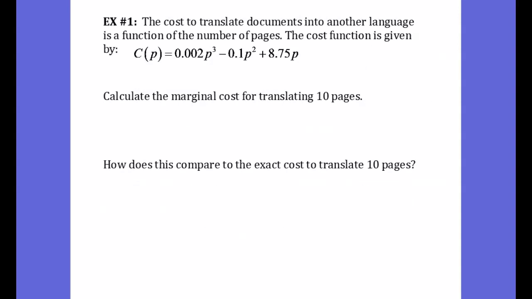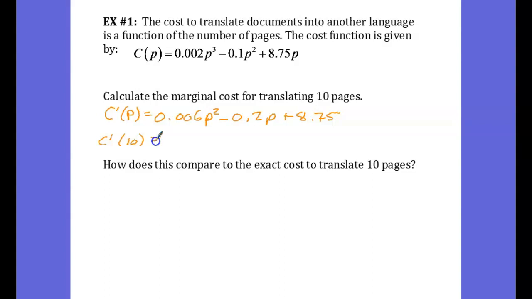The cost to translate documents into another language is a function of the number of pages. The cost function is given by C of p equals 0.002 p to the third minus 0.1 p squared plus 8.75 p. Calculate the marginal cost for translating 10 pages. First, let's find the derivative of our cost function. C prime of p is equal to, taking the derivative using the power rule, 0.006 p squared minus 0.2 p plus 8.75.